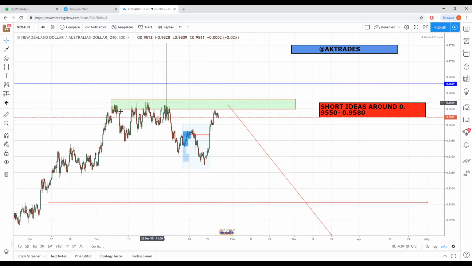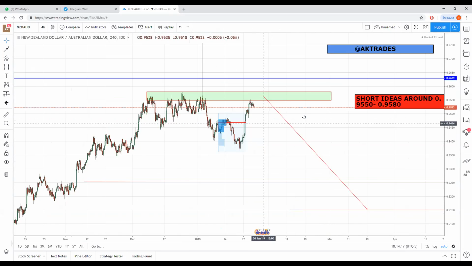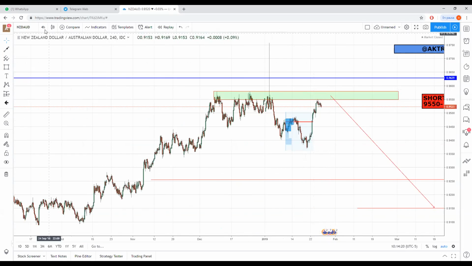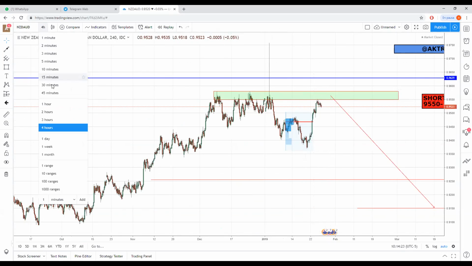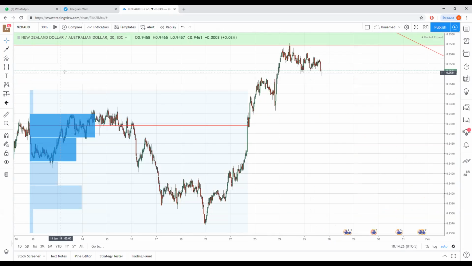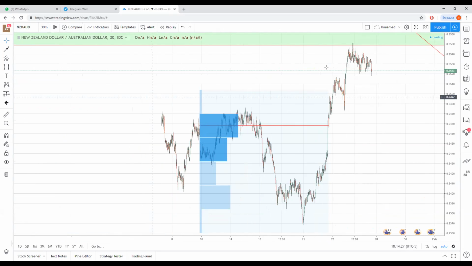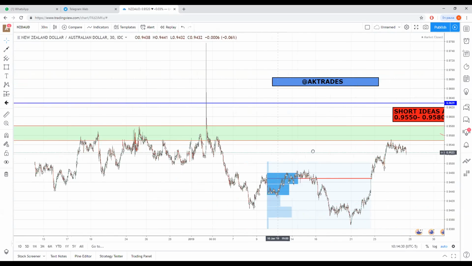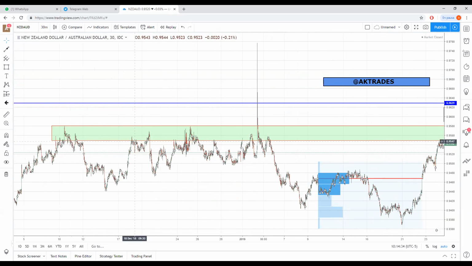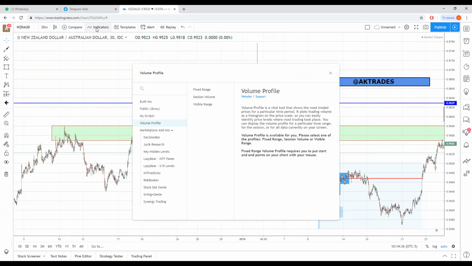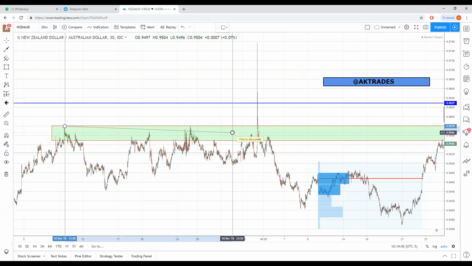It's quite clear here how structure has failed several times before, and now it's retesting again. So based only on structure, this is a good place for shorts. If we go down to the 30-minute chart to see the bigger picture of that accumulation, which is around here, let's see how the volumes were accumulated around this whole area.